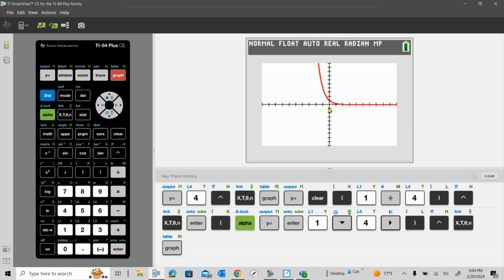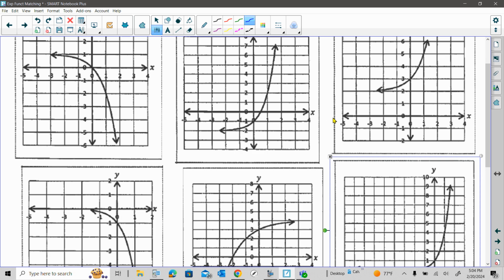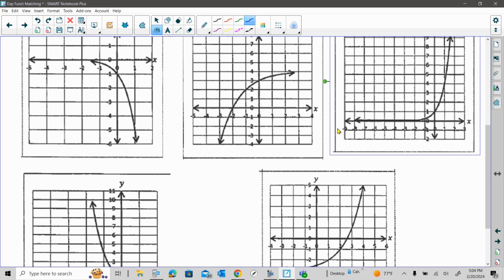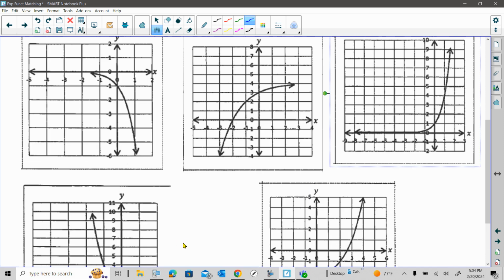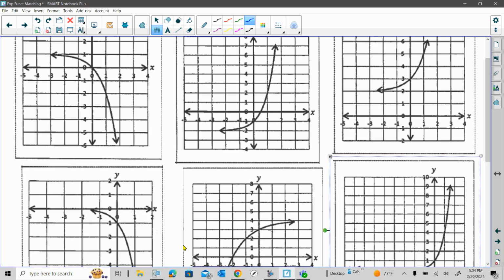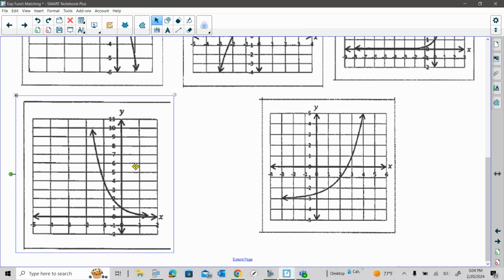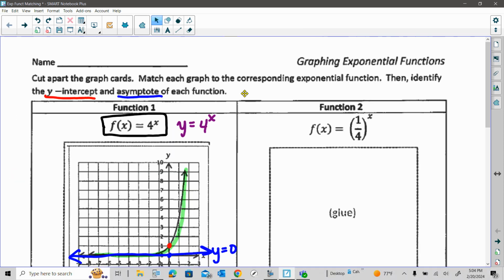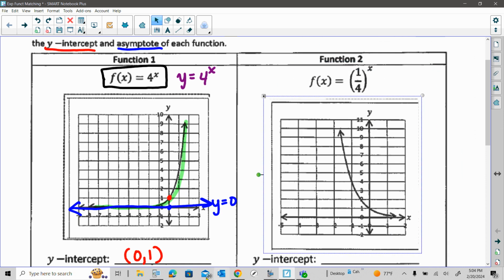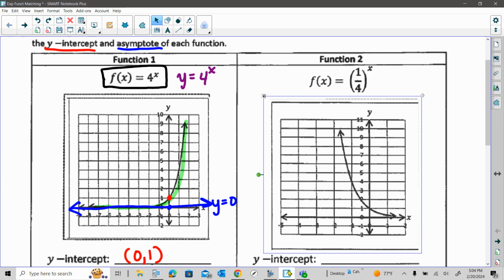So we're trying to find the match. These were decreasing, so I'm looking for a decreasing graph. This one is decreasing right here. I thought there was another decreasing one, but it looks like that's the only one that's decreasing, like the one we just saw. Yep. So I'm going to copy this and paste this graph here, and that is our match to the function.